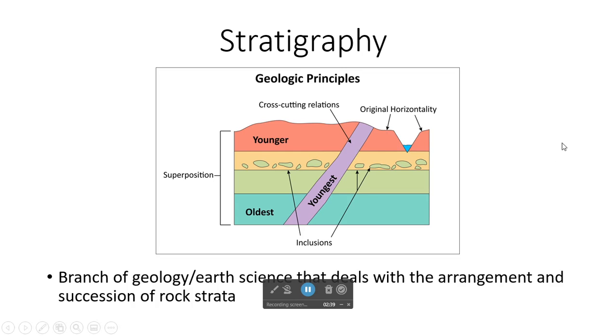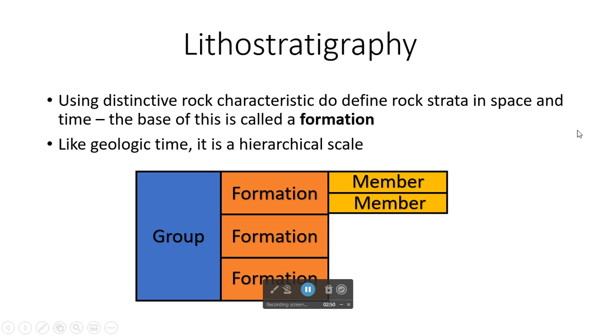Now, stratigraphy itself can be broken up into different branches. So we talked a little bit about biostratigraphy and how you can use fossils to relatively date rocks. Well, lithostratigraphy works in a very similar way. So lithostratigraphy is using distinctive rock characteristics to define rock strata in space and time. The basis of this is called a formation. So a formation then is again a distinctive rock layer with unique characteristics.